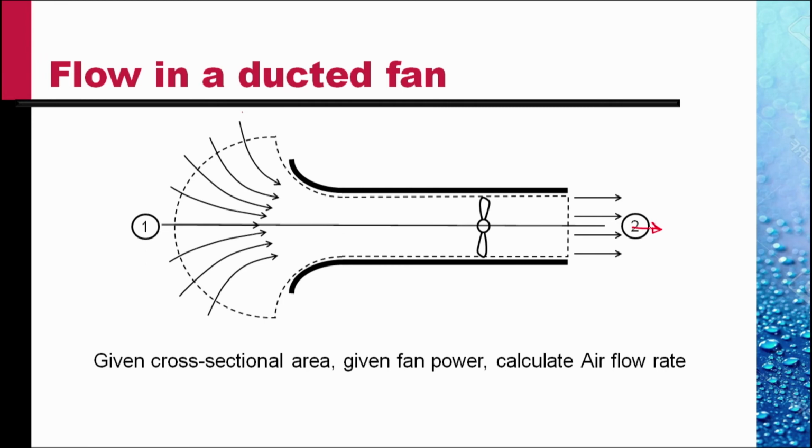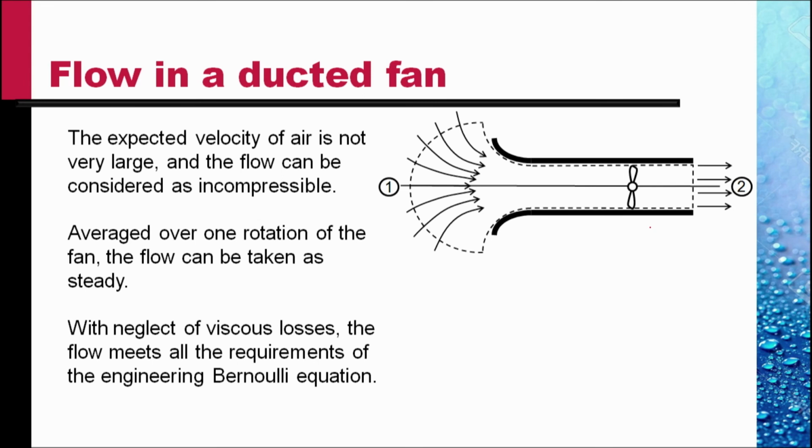So we assume this control volume. We assume a very large area at the inlet. The air is coming from all sides. The pressure is atmospheric there and the velocity is very small because the area is very large. If the air velocity within the duct is not very large, the flow can be considered as incompressible. Averaged over one rotation of the fan, the flow can be taken as steady. We neglect the viscous losses. The flow meets all the requirements of the engineering Bernoulli equation.